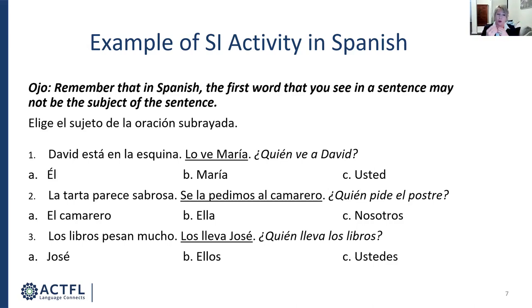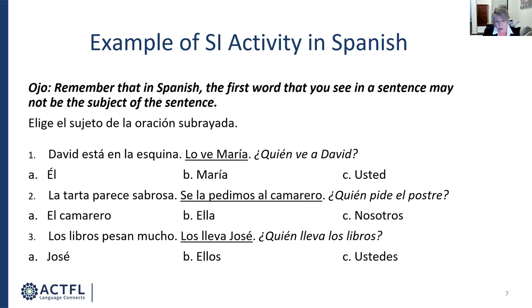So remind your students that they need to look at the verb ending to see who the subject is. "Pedimos" is the nosotros form. "¿Quién pide el postre?" Nosotros. When your students first do activities like this, it's going to be challenging for them. But over time, they're going to start making those correct form meaning connections. And it helps them learn very complex grammar like double object pronouns in Spanish.